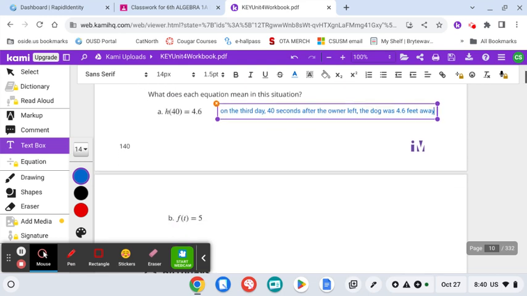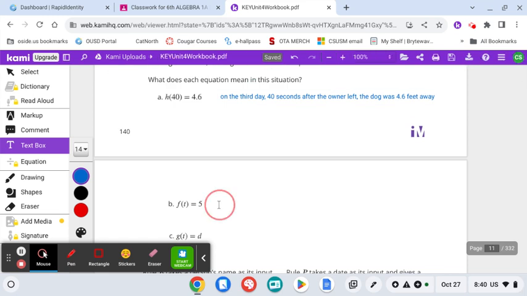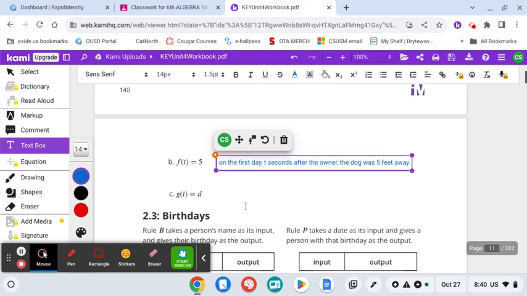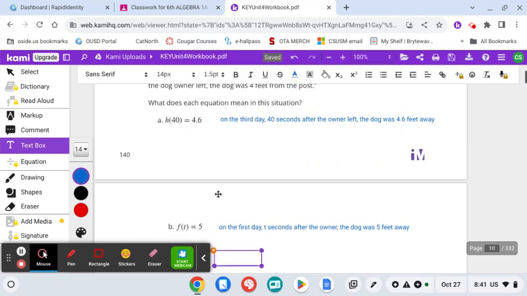All right, pause the video, try the next one if you didn't get that one. What does F stand for again? Yeah, on the 1st day. The T seconds after the owner left, that's that input. The dog was 5 feet away. And then G stands for the second day.